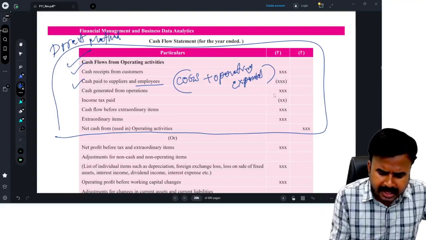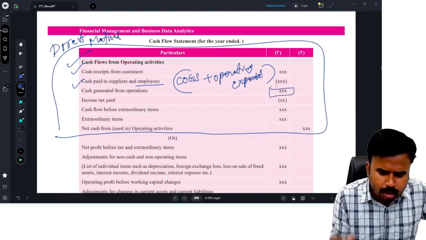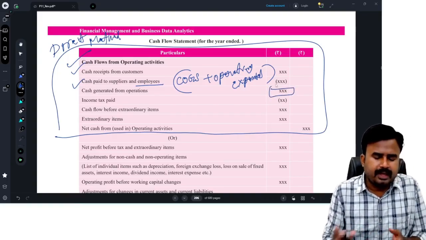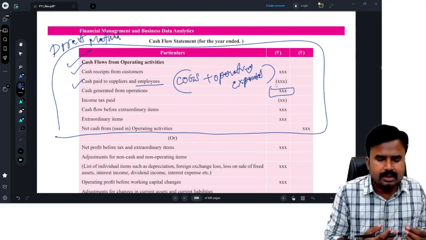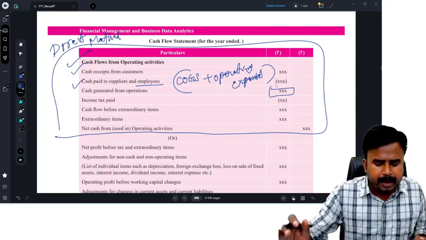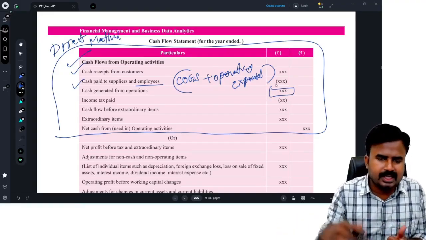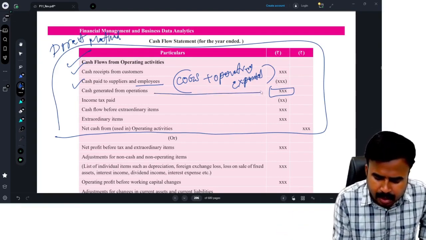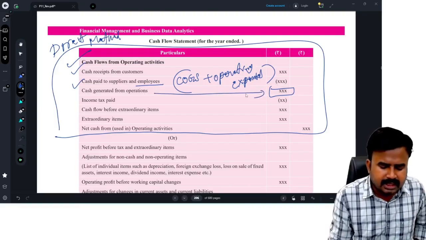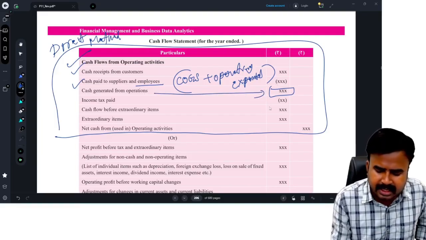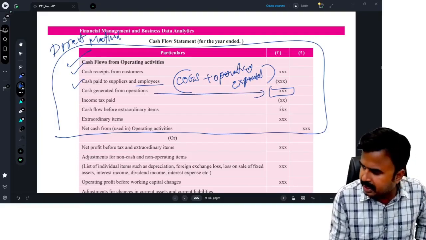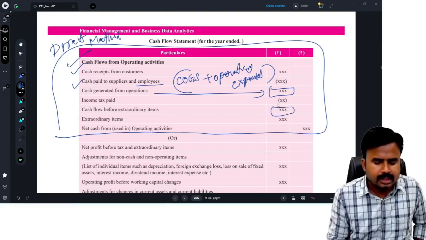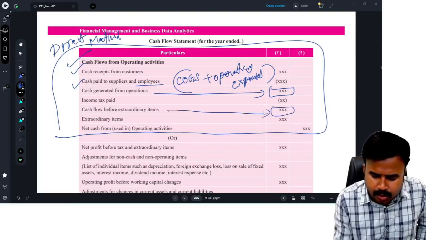And so finally I'm going to get cash flows from operations, cash generated from operations. So after getting the receipts from our customers and after paying all the payments related to suppliers and employees and other operating expenses, finally I'll get cash generated from operations. Then from such cash generated from operations, I must deduct income tax paid. Then finally, I'll get cash flows before extraordinary items. This is cash flows before extraordinary items.